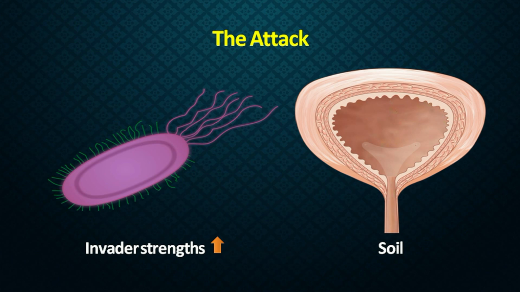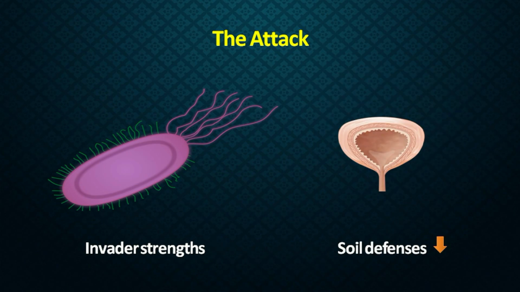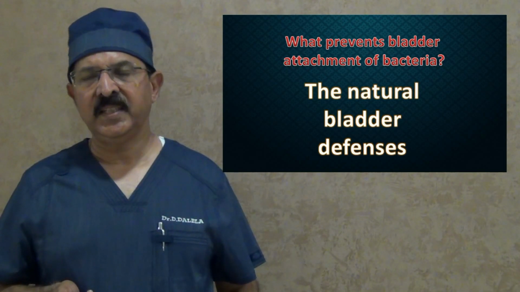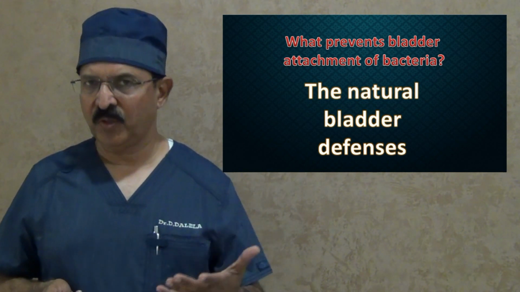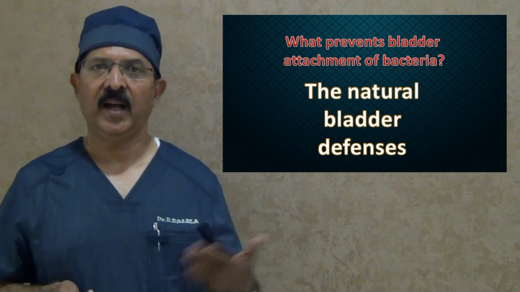And obviously, when the defense system of the urinary bladder becomes weaker, whatever strength the bacteria have, it can result in urinary infection. So the point I am trying to make is there is some kind of an interplay between these two factors. You have to have a stronger bacteria who has invaded the urinary tract, and you have to have weakened bladder defenses to have urinary tract infection. So let's see what are the defense mechanisms of the urinary bladder, and then only you will understand how they become weak.